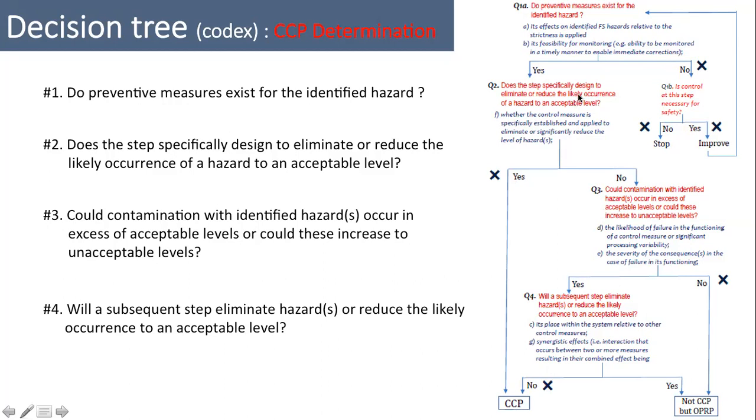If we have another option in a subsequent step to eliminate that hazard, we call it an operational prerequisite program, or OPRP, not a CCP, right? CCP means we can't control it further. There is only one step to control it, so we call it a critical control point. I think you got it.